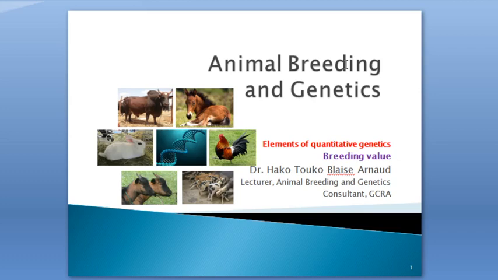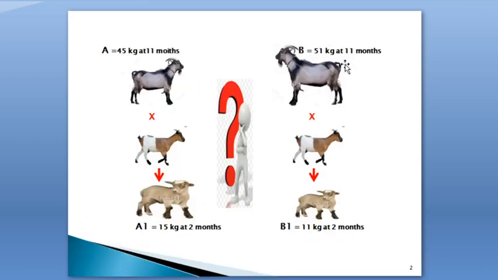Now we are going to review a very important parameter in animal breeding and genetics, and that is the breeding value. So the breeding value is used to rank candidates for selection from the best to the least performant. Okay, to explain this parameter to you, let's consider this case scenario. We want to select between these two boars the best for artificial insemination in view of producing highly performant kits.